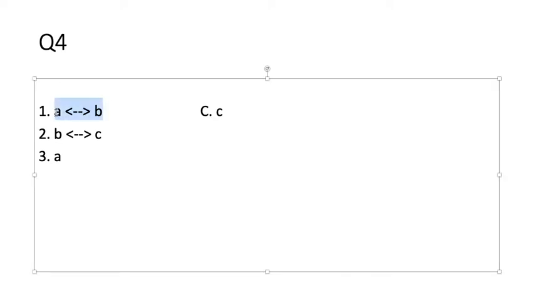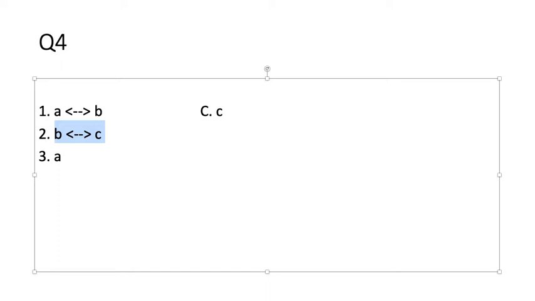Question 4, 3 premises this time. Now, it's important to note that on lines 1 and 2, I don't just have conditionals, I have biconditionals. Biconditionals mean, the biconditional of A and B sort of translates as A if and only if B. So on line 2, I have B if and only if C.